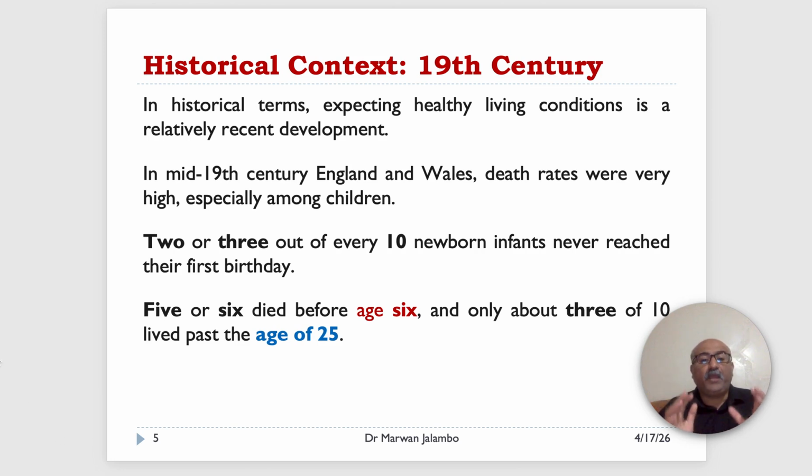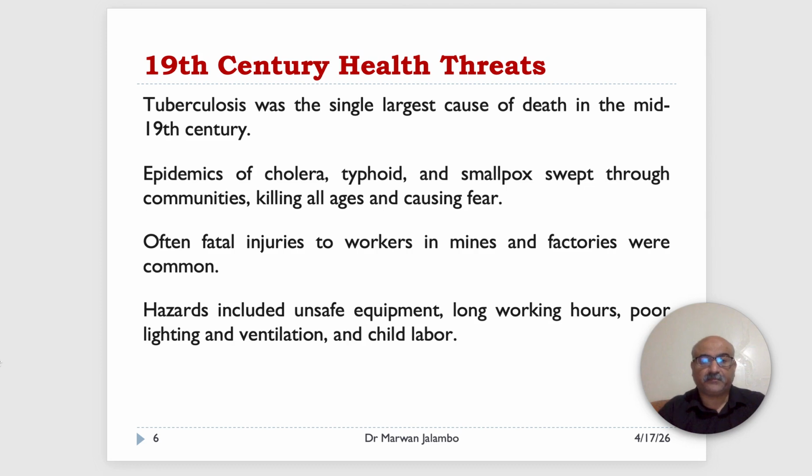What were the primary killers back then? Tuberculosis was the great white plague on top of infectious diseases. The Industrial Revolution brought horrific workplace hazards. Epidemics of cholera, typhoid, and smallpox swept through communities, killing all ages and causing fear.